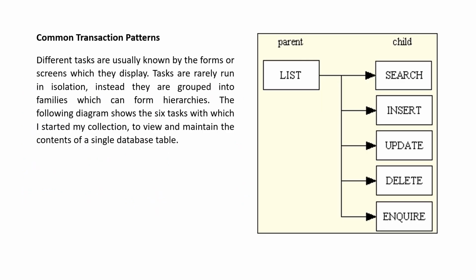Common transaction patterns. Different tasks are usually known by the forms or screens which they display. Tasks are rarely run in isolation. Instead, they are grouped into families which can form hierarchies. The following diagram shows the 6 tasks with which I started my collection to view and maintain the contents of a single database table.